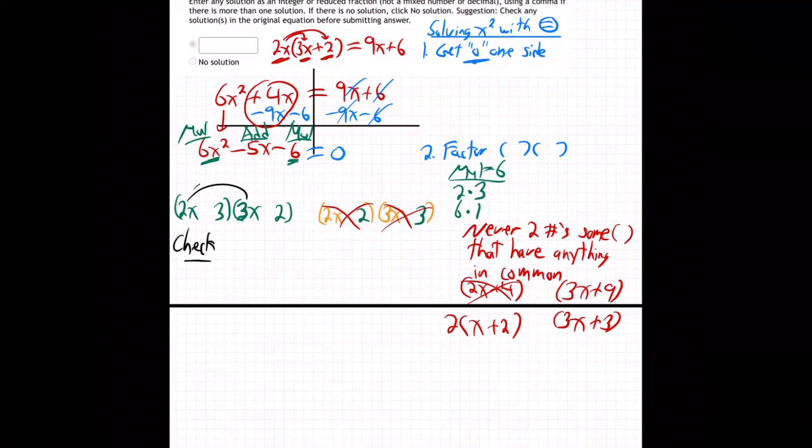So the first one goes to both. That's going to be 6x squared, 4x, and then this one goes to both, 9x and 6. So the question is, can they make the middle term? What's the middle term? Negative 5x. Can they make that? Well, remember the rule about the sign?